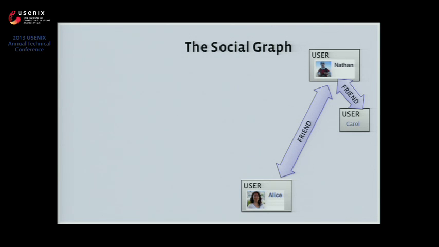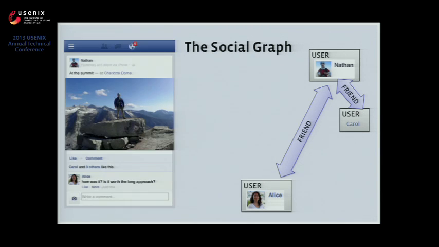So TAO is a system that stores and provides access to the social graph. So what is the social graph? The most obvious thing is the users and their friendships with each other. These are nodes and edges. But we put lots of other stuff in there as well.